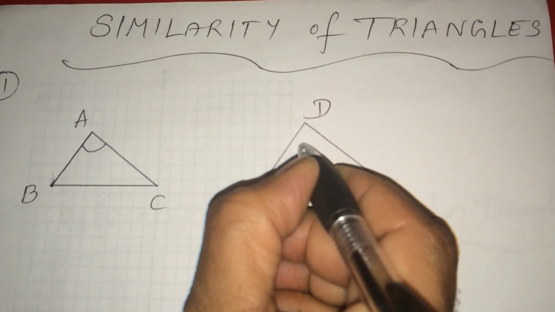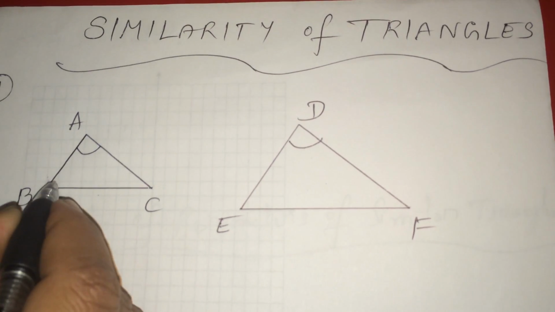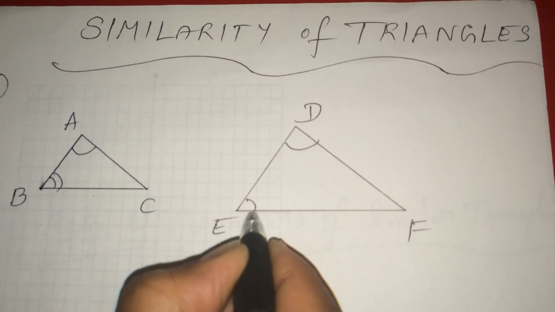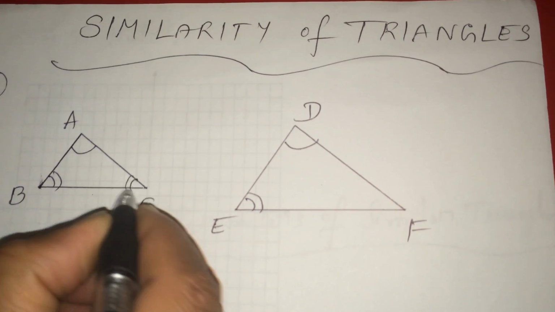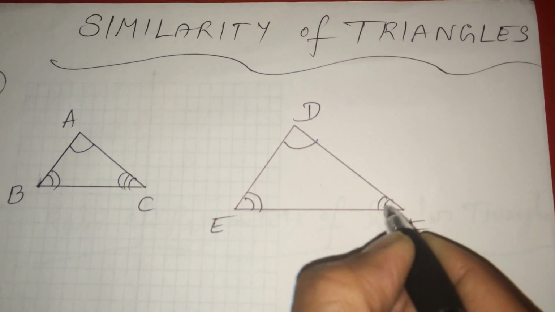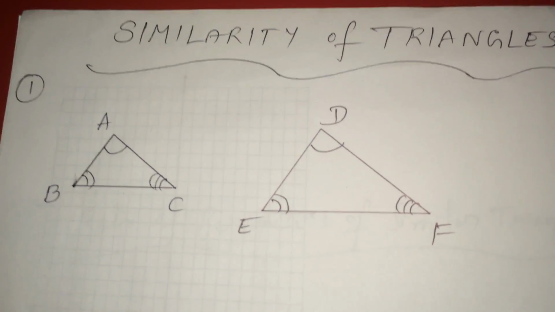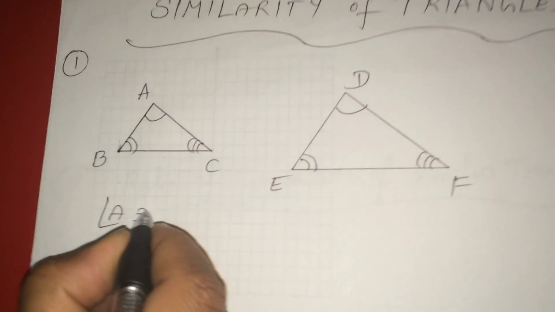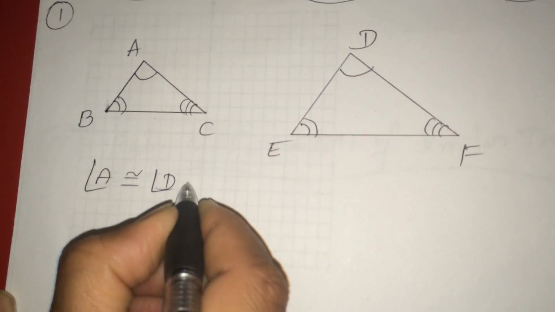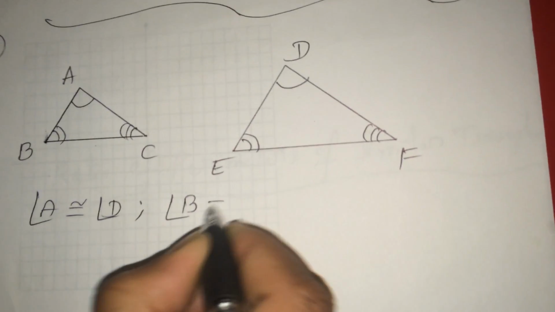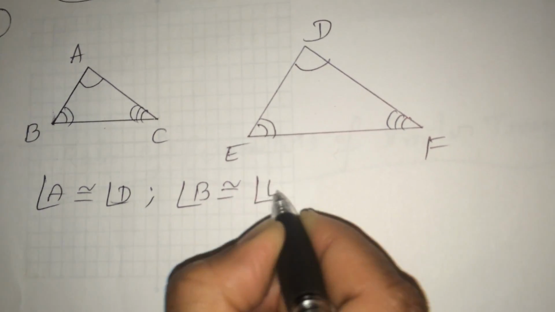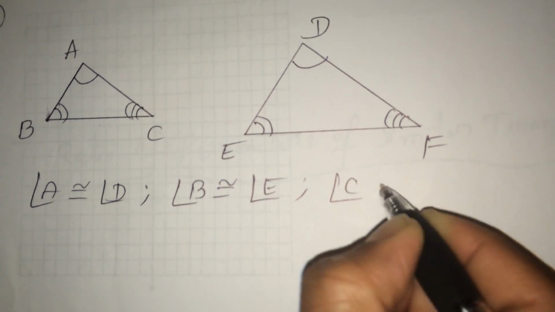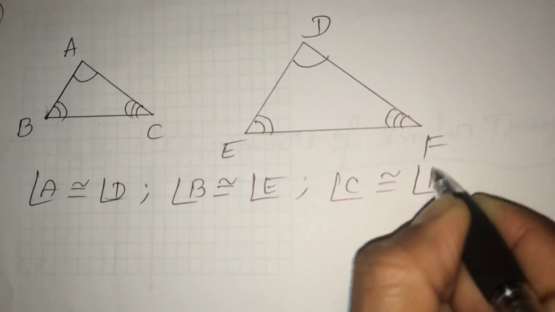So angle A is equal to angle D, angle B is equal to angle E, angle C is equal to angle F. Then we can write like this: angle A is congruent to angle D and angle B is congruent to angle E and angle C is congruent to angle F.